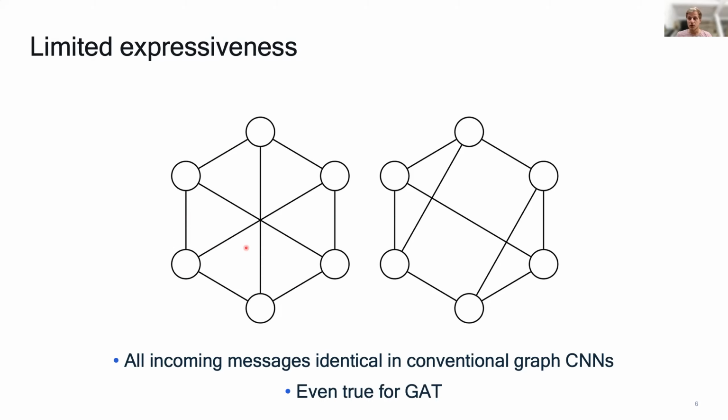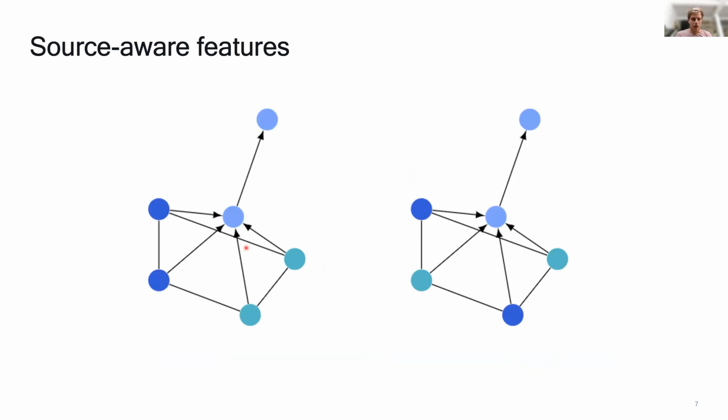And this is true for a graph CNN, but even for something more powerful like a graph attention transformer, which you may have already seen. Otherwise, you'll get to know it tomorrow in the lab. So these simple things a graph attention transformer cannot do. So we'd like to fix that. How do we do that?